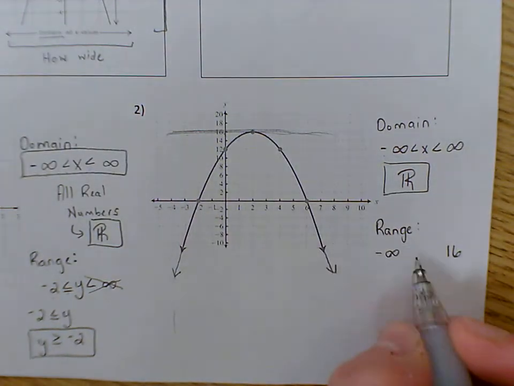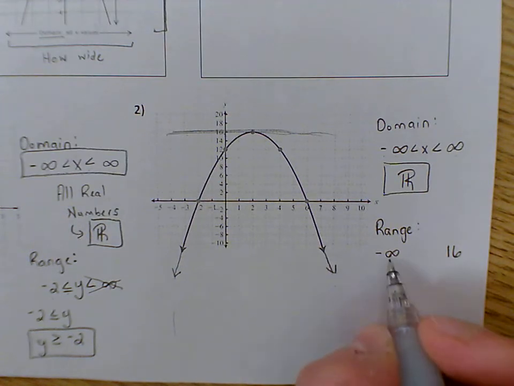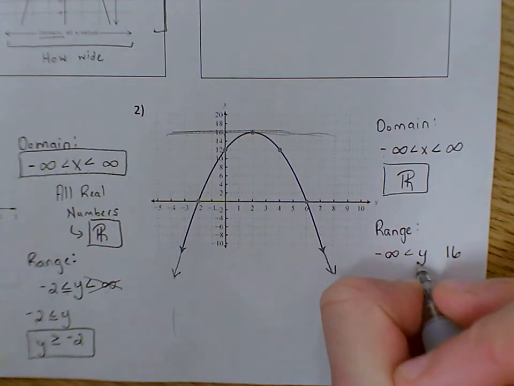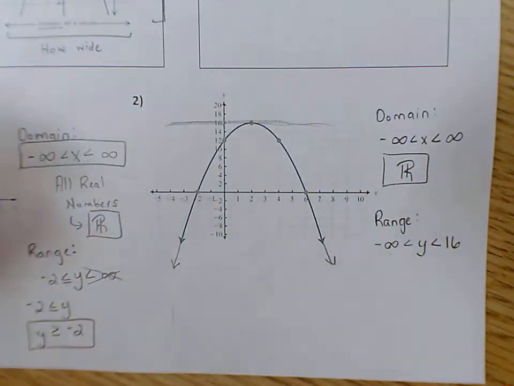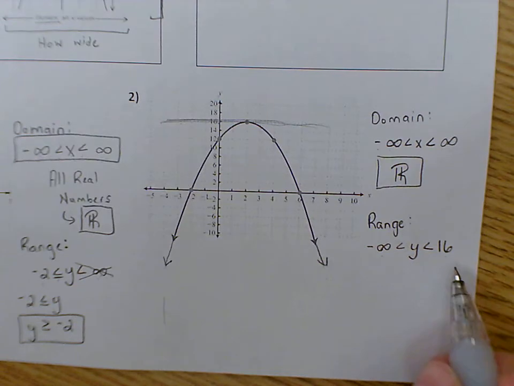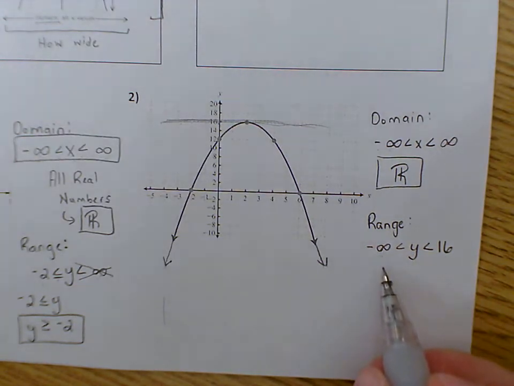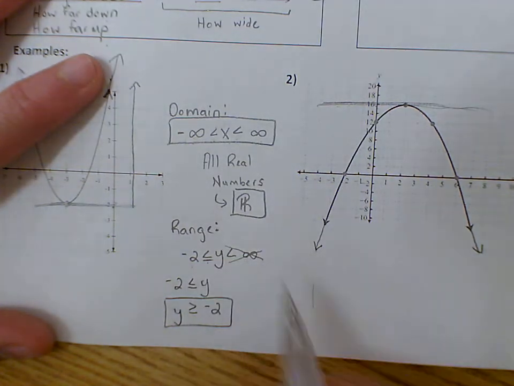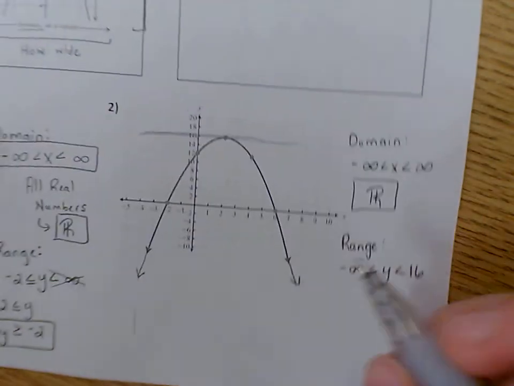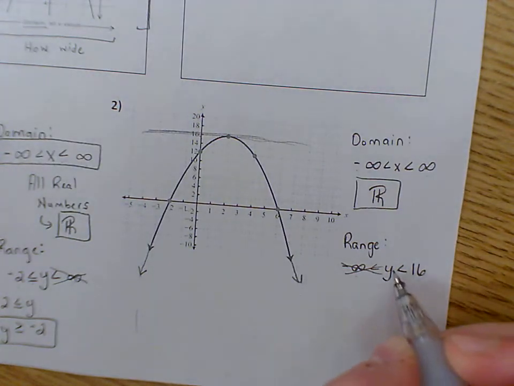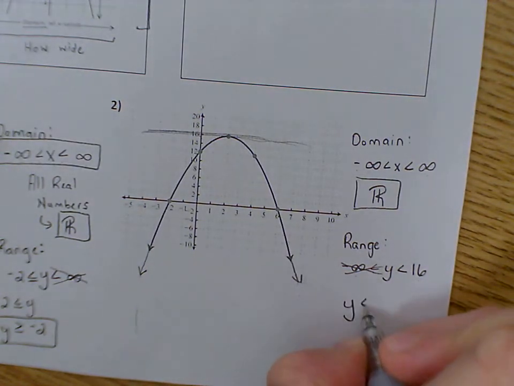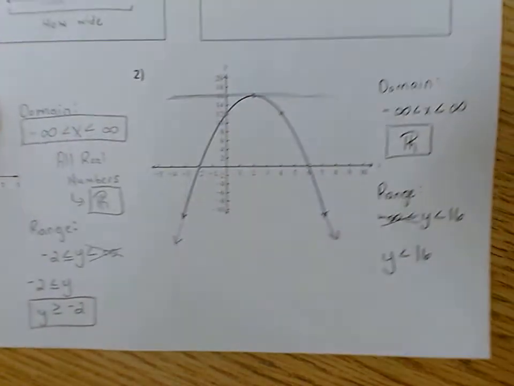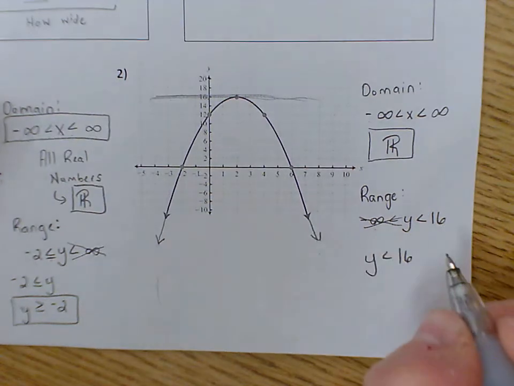To show that the y values go from negative infinity to 16, you're going to put less than y less than. Okay, so that's the range. That's one way of writing it. But remember, I talked about over here, if you have an infinity and a number, you can write it another way by crossing out the infinity part. So if I cross out the part that has the infinity and write what's left, this is the other way of writing it. And I don't have to flip this one around because it's already got the y on the left.